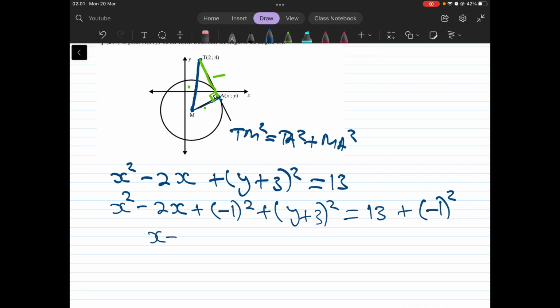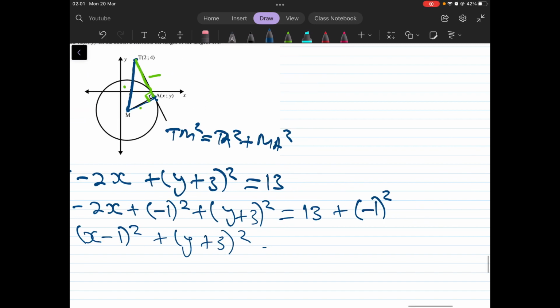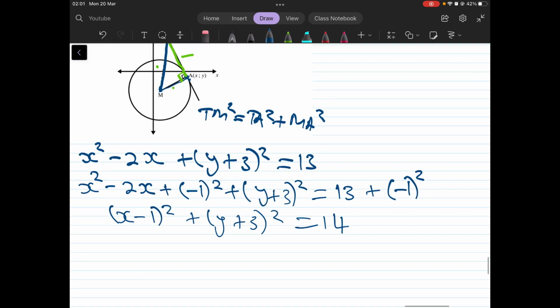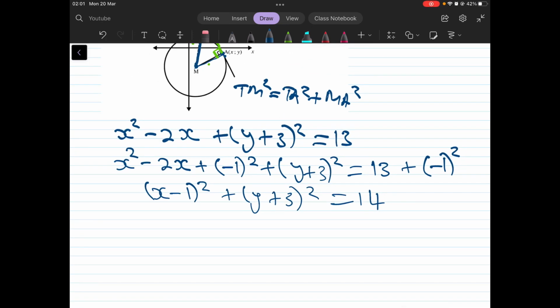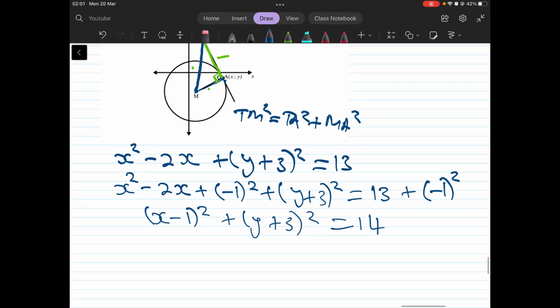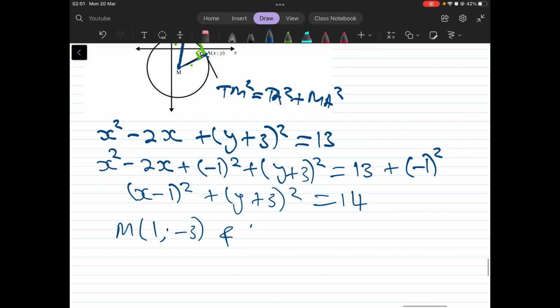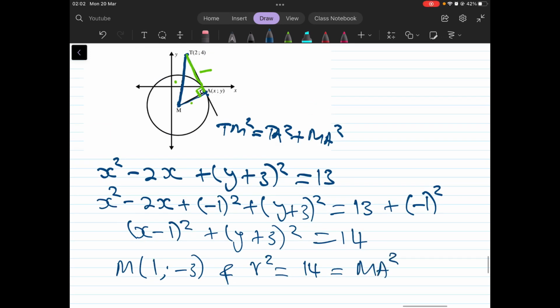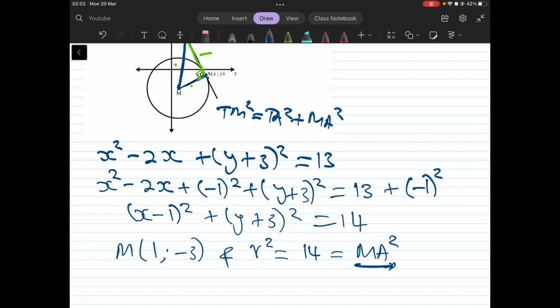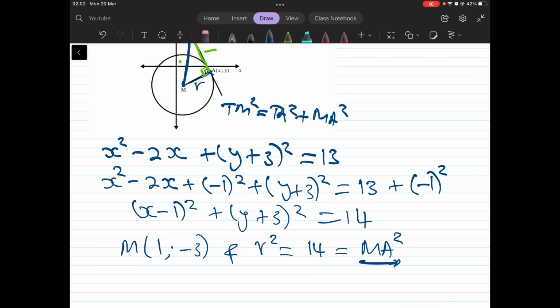So now what are we left with? We're left with x minus 1 all squared plus y plus 3 all squared equals 14. You see now your r squared is 14. If you had made the mistake of thinking that r squared is equal to 13, you were completely off. Now we can write the coordinates of the center. It's actually going to be 1 and -3. Also acknowledge that r squared equals 14, which is MA squared, because this distance is the radius of the circle.